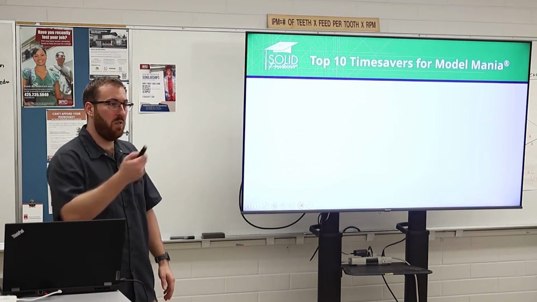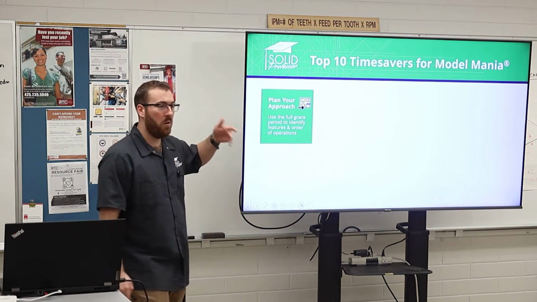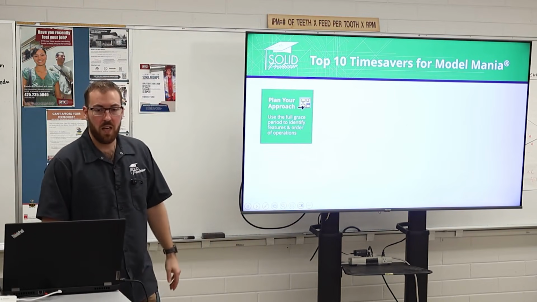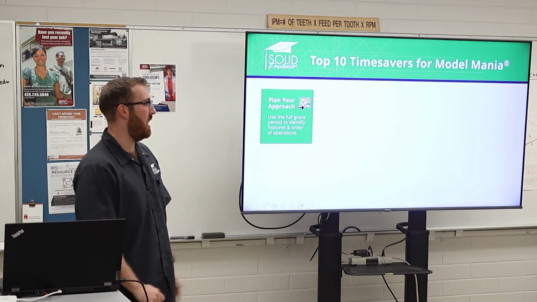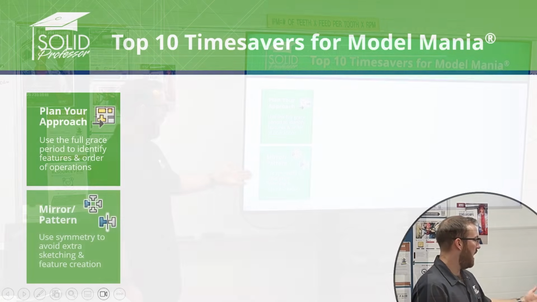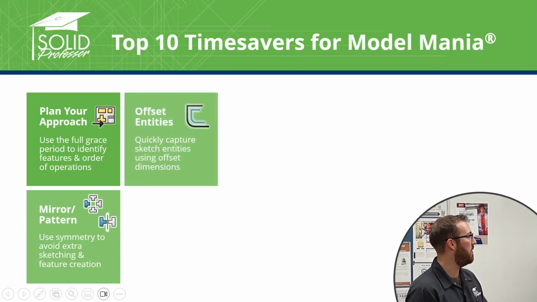Top 10 time savers. You've got this sheet in front of you, but I'll just quickly go over them here. Always plan your approach, use the full grace period, and try to identify features and the order in which you would like to create them. Take advantage of that and come up with a plan. Utilize mirror and pattern features anytime they make sense. These are just pure time saves if you can take advantage of them.